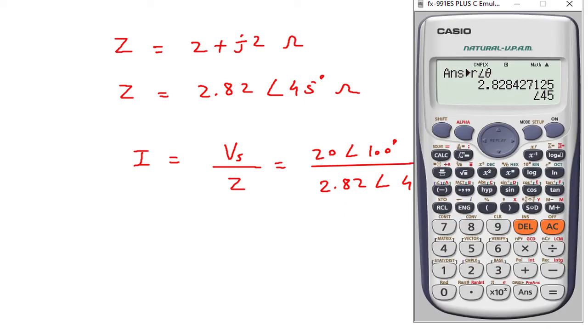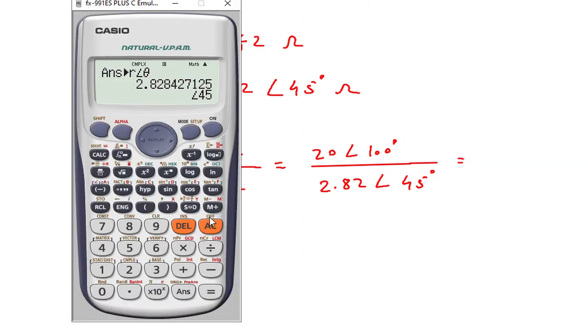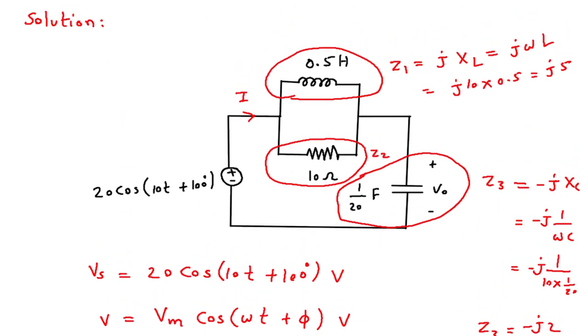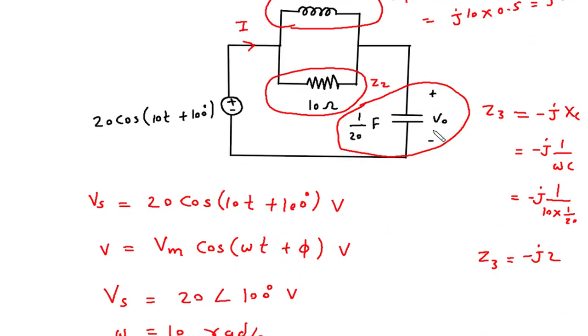We can directly substitute these values in calculator, 20 at an angle of 100 divided by 2.82 at an angle of 45. This will be divided separately and this will be 100 minus 45. So this will be 7.09 at an angle of 55 degrees. This is the value of current. Ampere is the unit of current. Now we have the value of current. We have to find this VO.